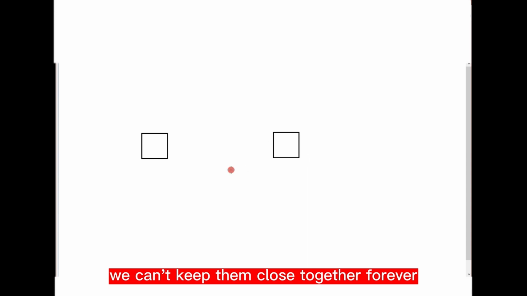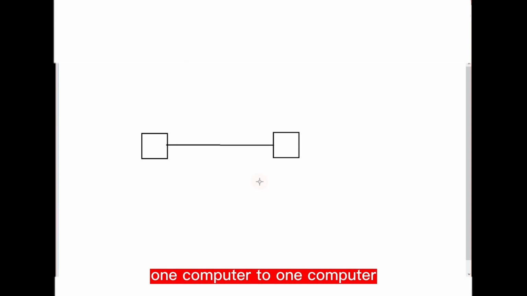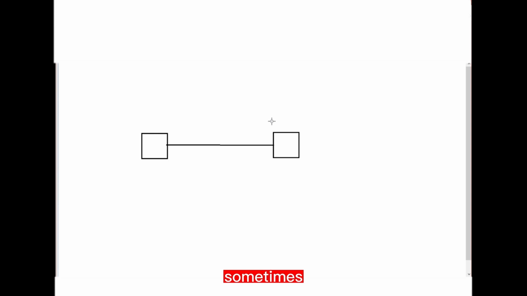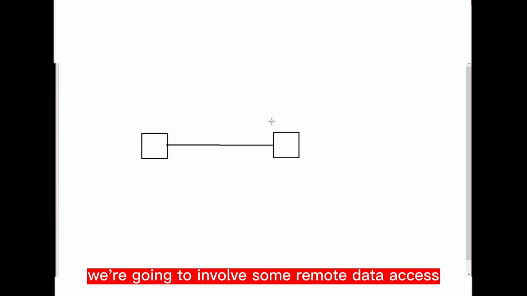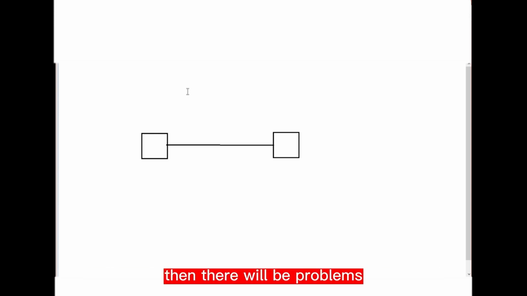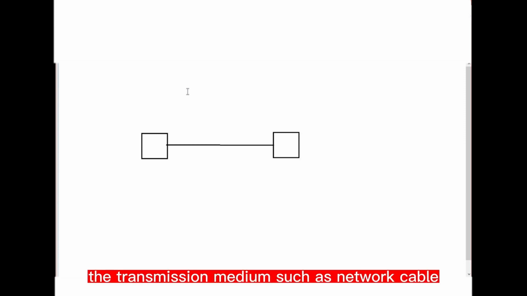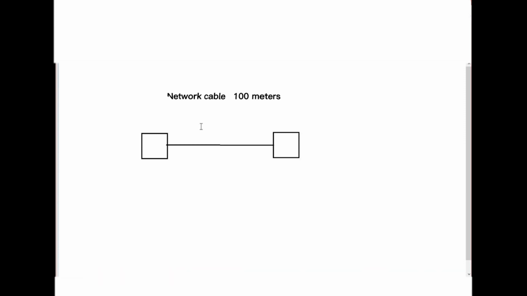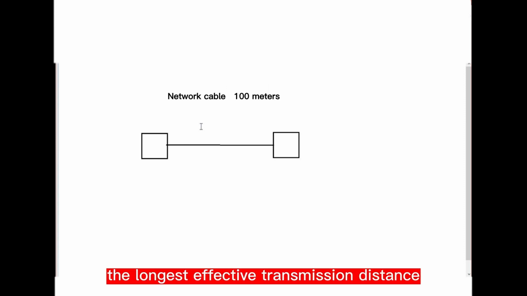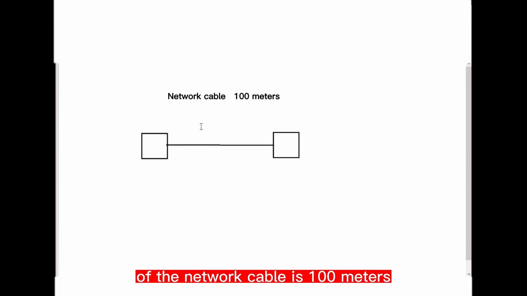But with the development of the network, slowly there are problems. Between two PCs, we can't keep them close together forever. Network communication cannot be one computer to one computer, very close. Sometimes we're going to involve some remote data access. Then there will be problems. The transmission medium such as network cable has an upper limit of transmission. The longest effective transmission distance of the network cable is 100 meters.